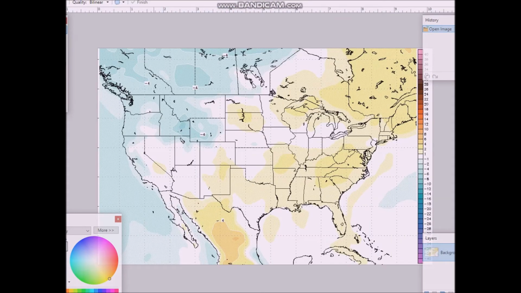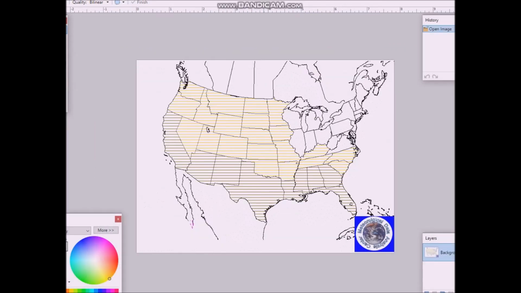So for this forecast period, I am forecasting below normal temperatures for the northwest, northern Rockies and California, with anomalies of 2 to 4 degrees below normal, and then near to slightly above normal temperatures from the plains to the Atlantic coast. And for precipitation, calling for below normal precipitation for this region here. Probability of occurrence is 35 to 40%.